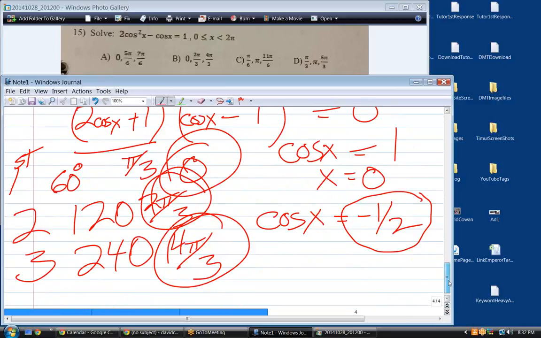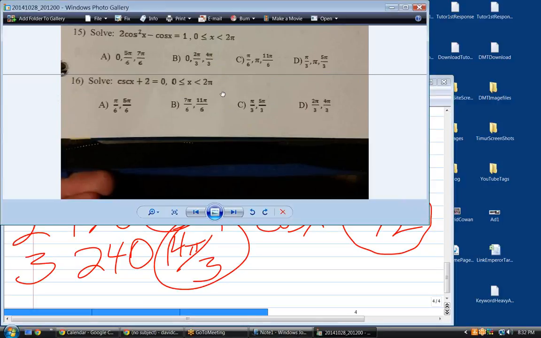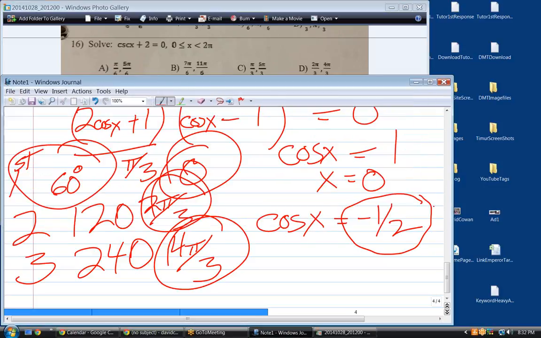Now, I figured out the first quadrant angle. That's not one of the answers, but that's the way I figure out the second and third, is by always figuring out the first. The teacher may not do that, I don't know.